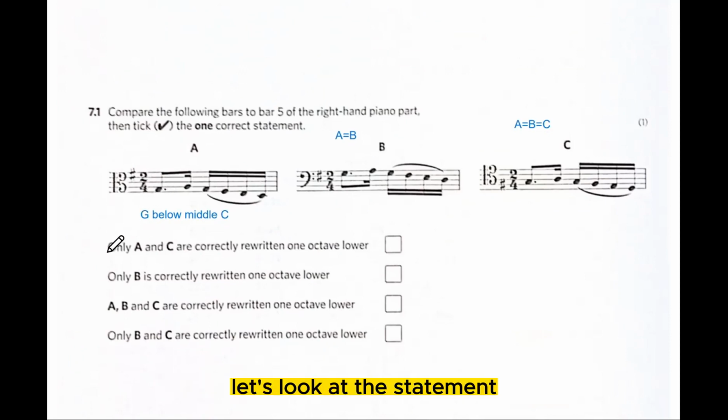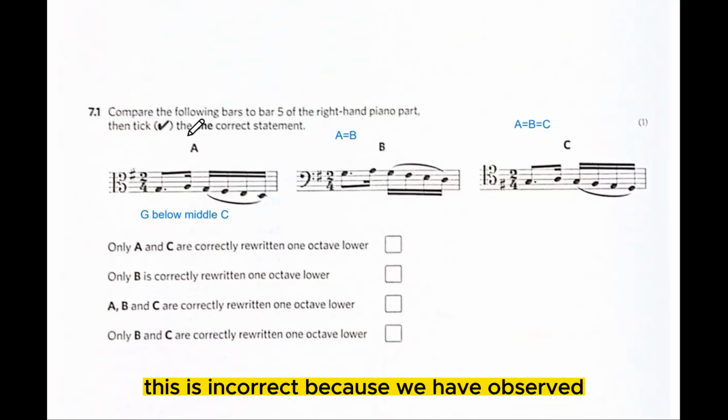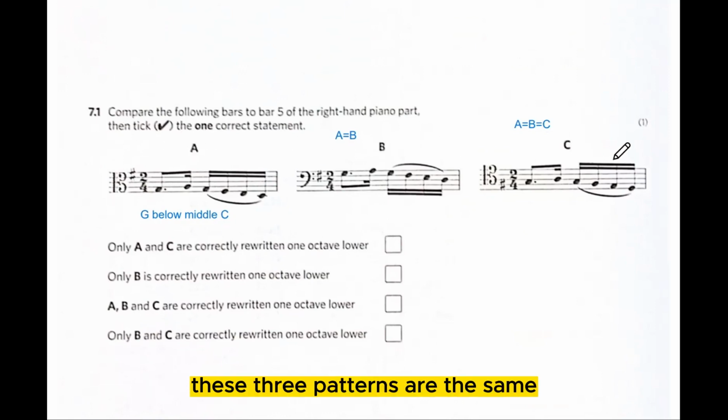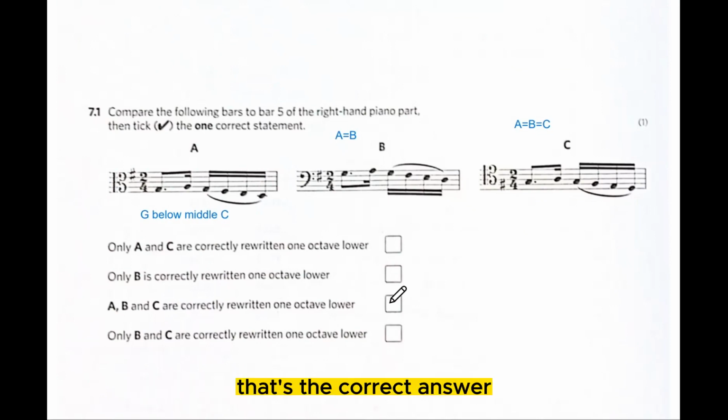Let's look at the statement. Only A and C are correctly rewritten one octave lower. This is incorrect because we have observed these three patterns are the same. Only B is correctly written one octave lower. Incorrect. A, B, and C are correctly rewritten one octave lower. That's the correct answer.